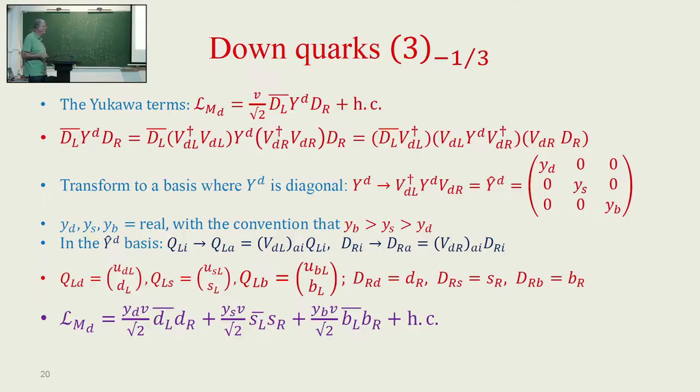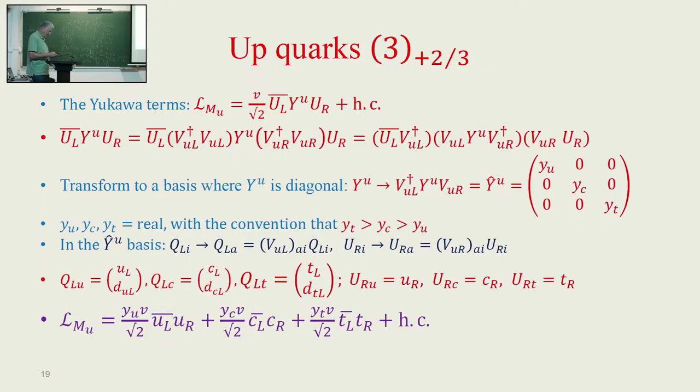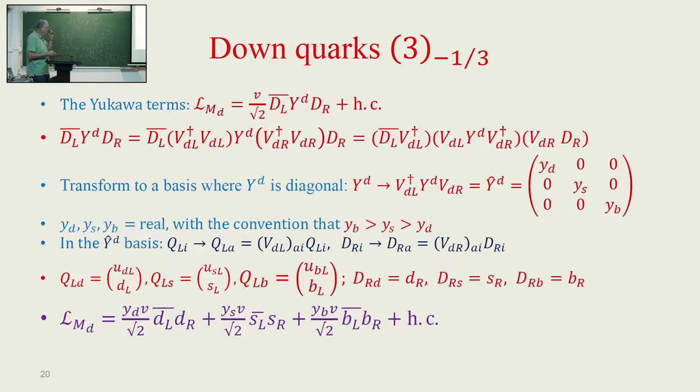And the upper component are their SU2 partners. These are not the mass eigenstates of the previous slide. These are not U, C, and T. These are mixtures of U, C, and T. Same as here, the down components are not D, S, and B. They are linear combinations of D, S, and B. And we get three Dirac fermions, mass eigenstates, where the masses are proportional to the corresponding Yukawa coupling and well-defined transformation properties.